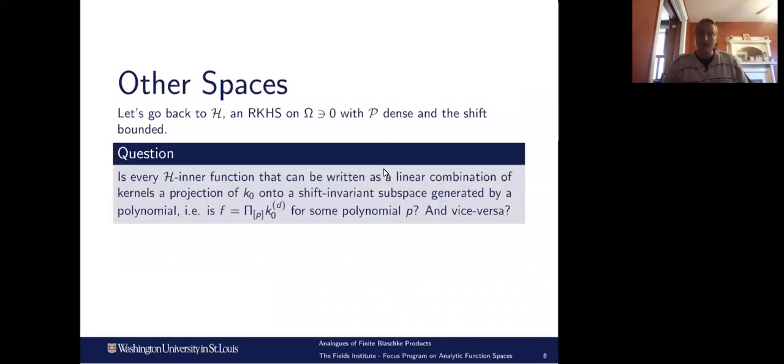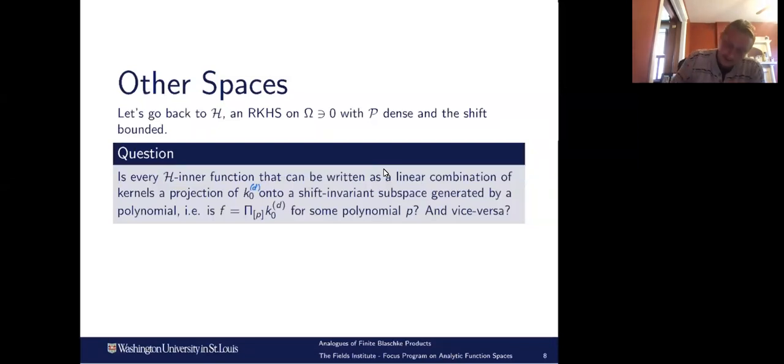Okay, so the question is: is every H inner function that can be written as a linear combination of kernels a projection of K0, the kernel at the origin, onto a shift invariant subspace generated by a polynomial? That is, is F equal to the orthogonal projection onto the bracket of P of K0D for some polynomial P? I guess I should really have a D here.